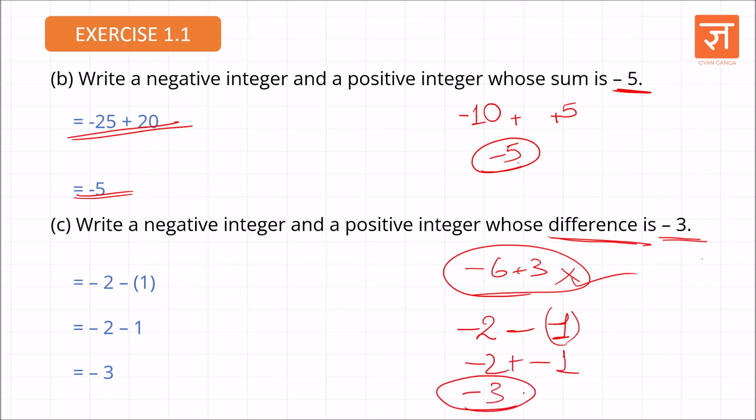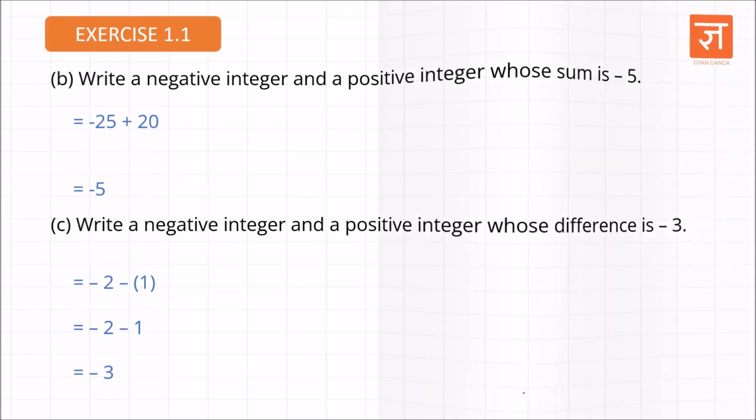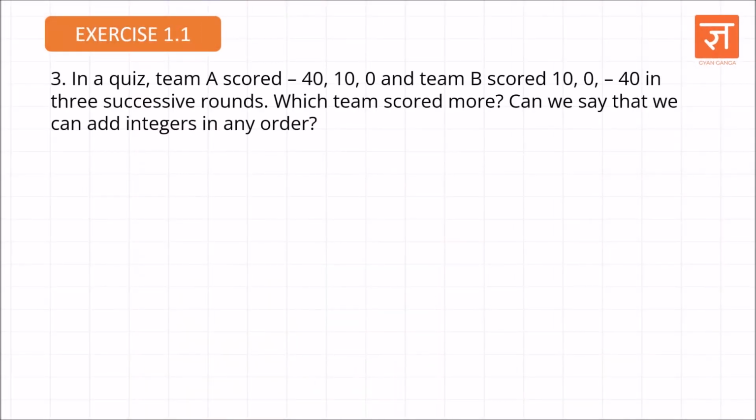So we have a question over here, let's read it. In a quiz, team A scored minus 40, 10 and 0, and B scored 10, 0 and minus 40 in the 3 successive rounds. Which team scored more? Can we say that we can add integers in any order?